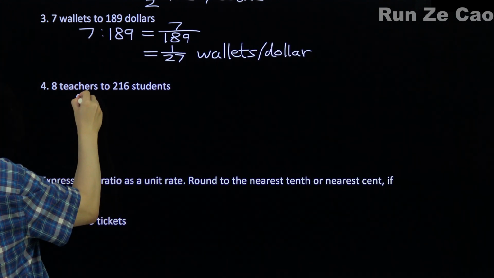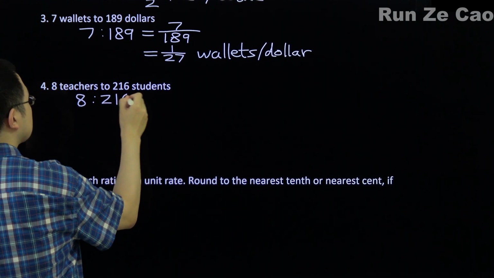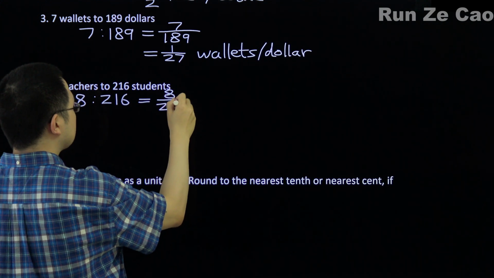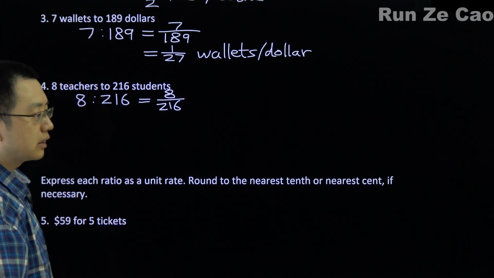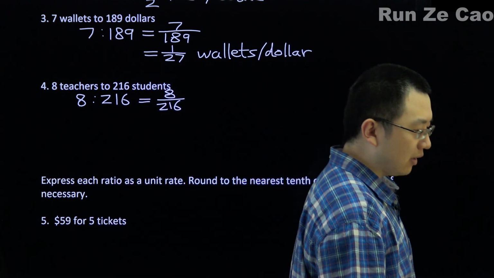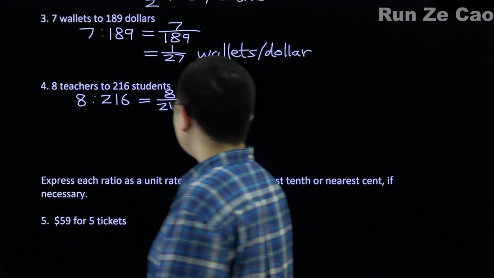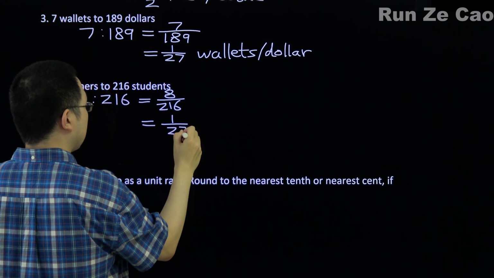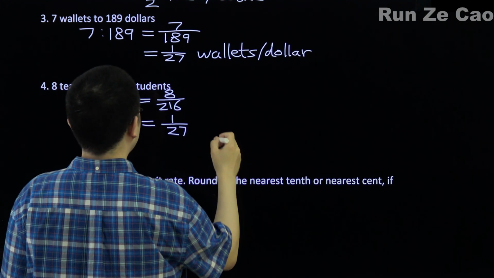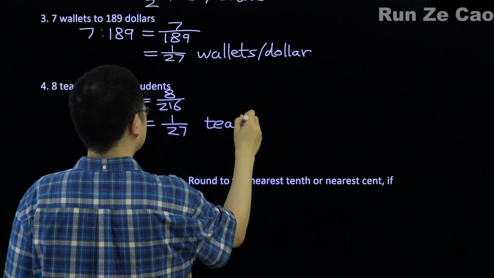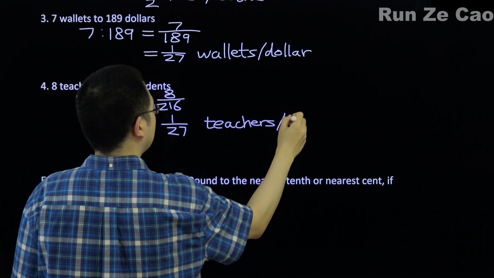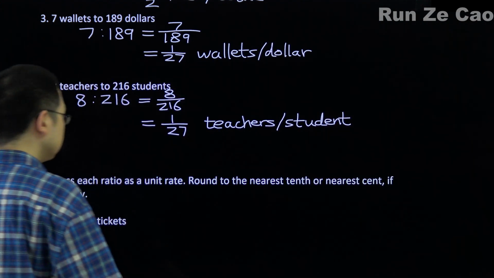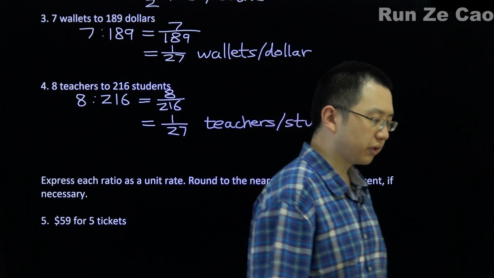So, 8 teachers to 216 students, that equals 8 over 216. What happens if we divide 216 by 8? 200 divided by 8 is 25. 16 divided by 8 is 2. So 25 plus 2 is going to be 27. 1/27 teachers per student. So for each teacher, there's 27 students.